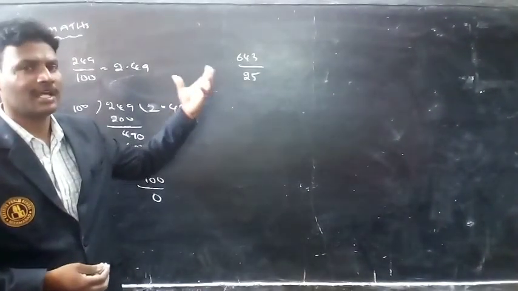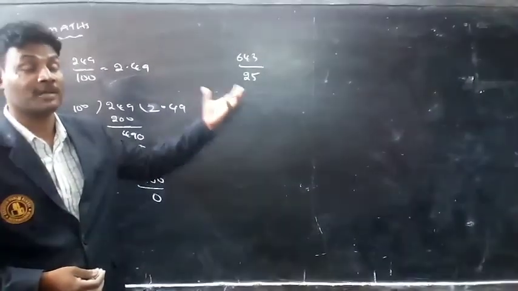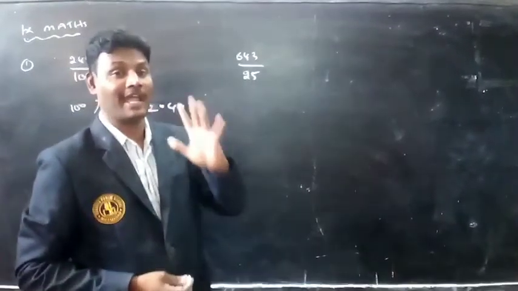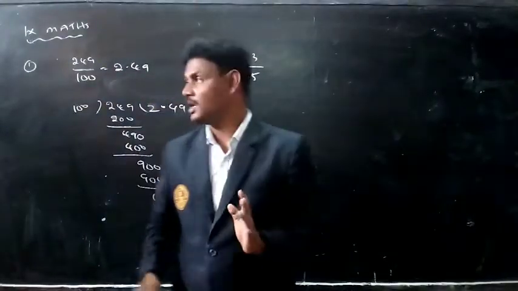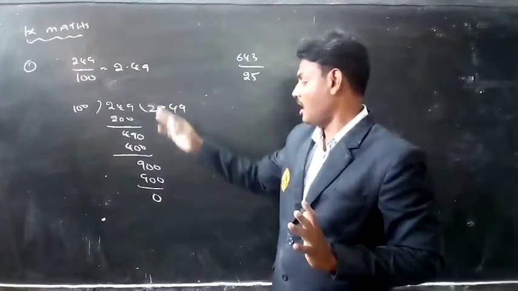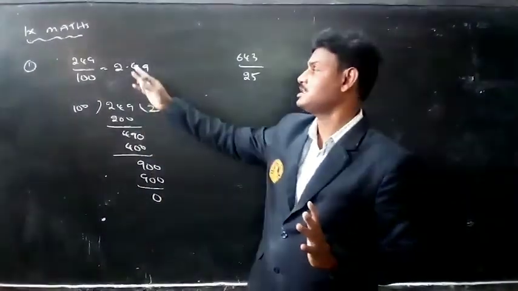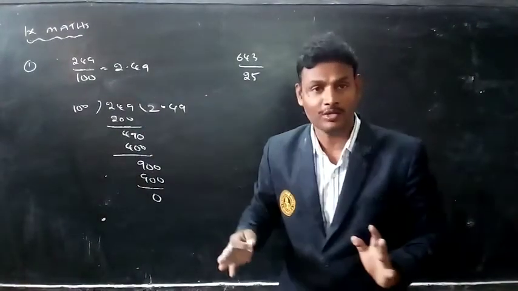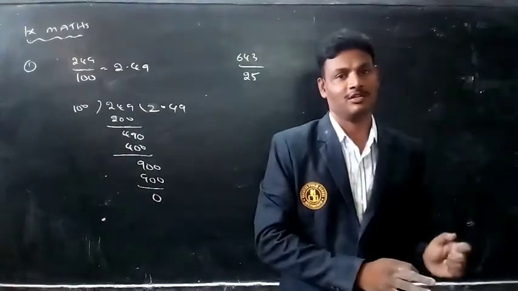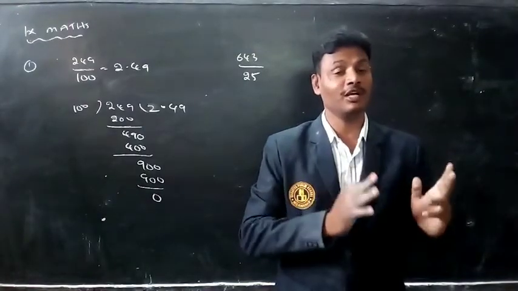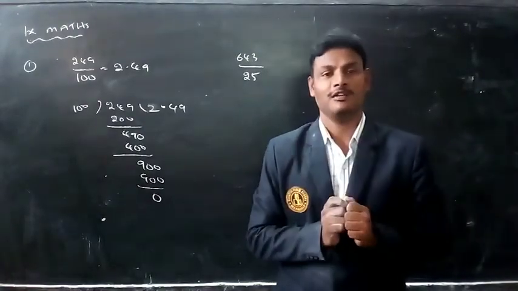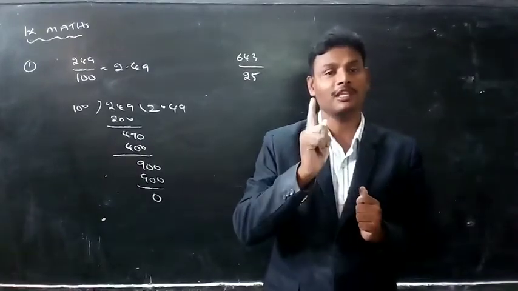Whether it is a terminating decimal or non-terminating decimal, you have to say without actual division. Here I say after the division it is terminating, but you have to say without doing division. To say without doing division, one rule is there. Now I am going to explain that rule.